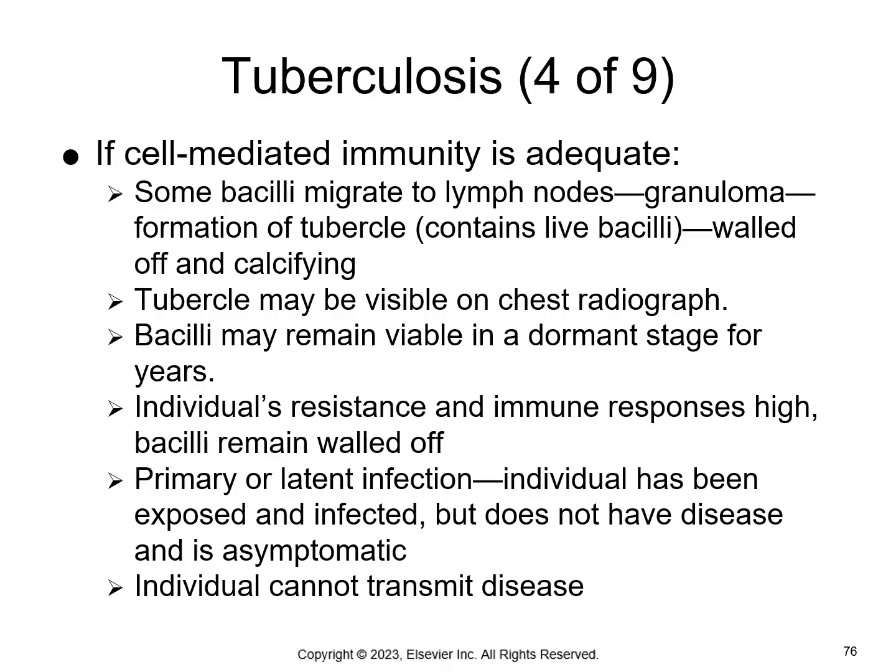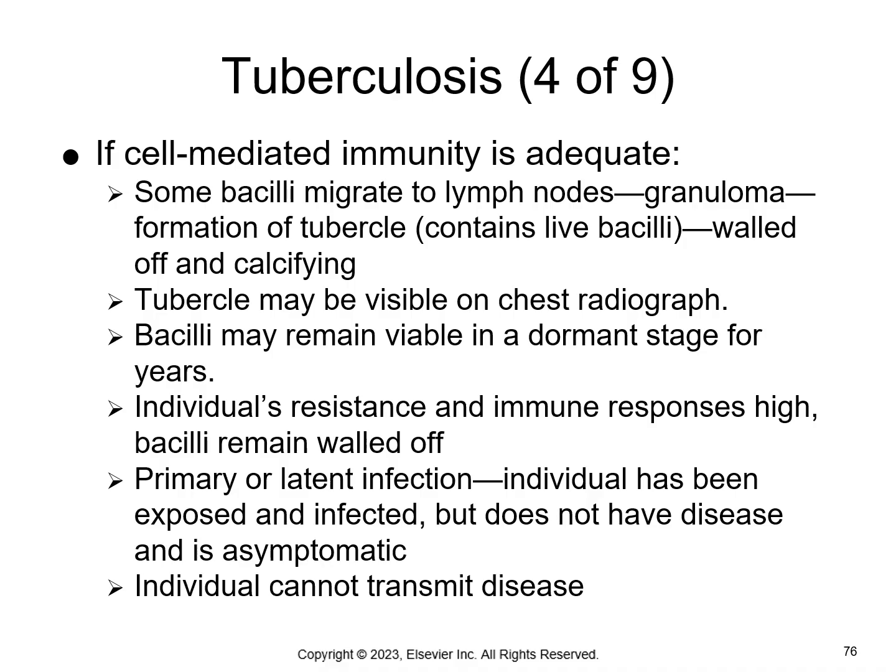If cell-mediated immunity is adequate, some bacilli will migrate to the lymph nodes, and a granuloma, or the formation of a tubercle, will occur, and it contains live bacilli. So we'll have a type 4 delayed or cell-mediated response. The lymphocytes and the macrophages will cluster together to form this granuloma at the site of inflammation. The granuloma contains the bacilli, some of which remain alive, forming this tubercle.